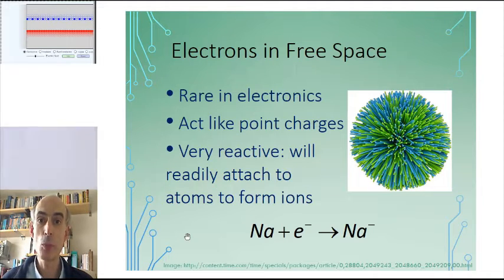This is something which they will do if given the chance. Free electrons are very reactive, and if a free electron comes across a neutrally charged atom, Na here represents a sodium atom, they will bond to it and form a sodium atom with an additional electron, which means this sodium atom now has a net negative charge. It's called an ion. But the electron is in a lower energy state as part of an ion than it would be if it were in free space.